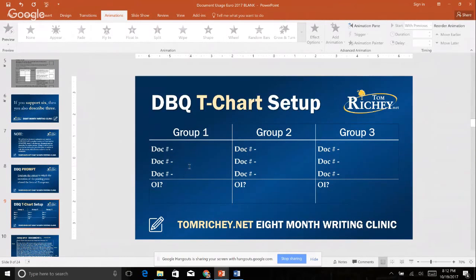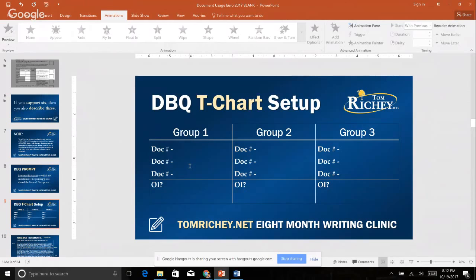Well, what if I can't get the documents into three groups? Well, these things are intentionally written so that documents can be grouped together. So any DBQ that you look at, you're going to find like every document has another document that can be put into conversation with it. So we're going under the assumption when we go into the DBQ that we are going to be able to separate the documents into three groups.